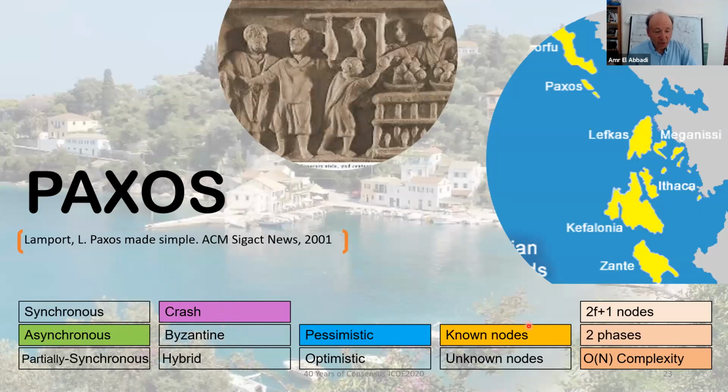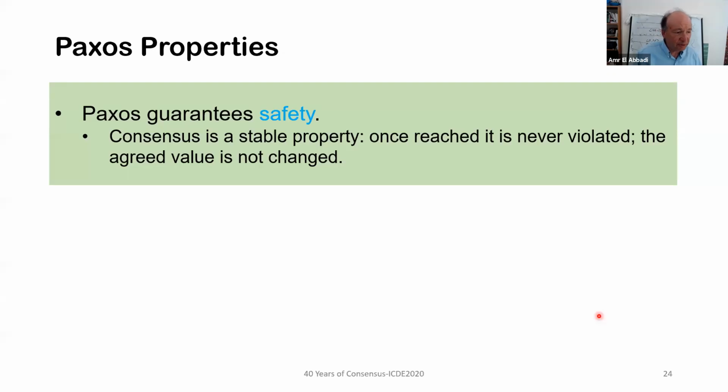It's a pessimistic approach. We know the number of processes, and basically, if you want to tolerate F failures, F crash failures, you need 2F+1. So to tolerate one failure, you need 3 copies of the data item. If you want to tolerate 2 failures, you have 5. That is reasonable, and the complexity is linear.